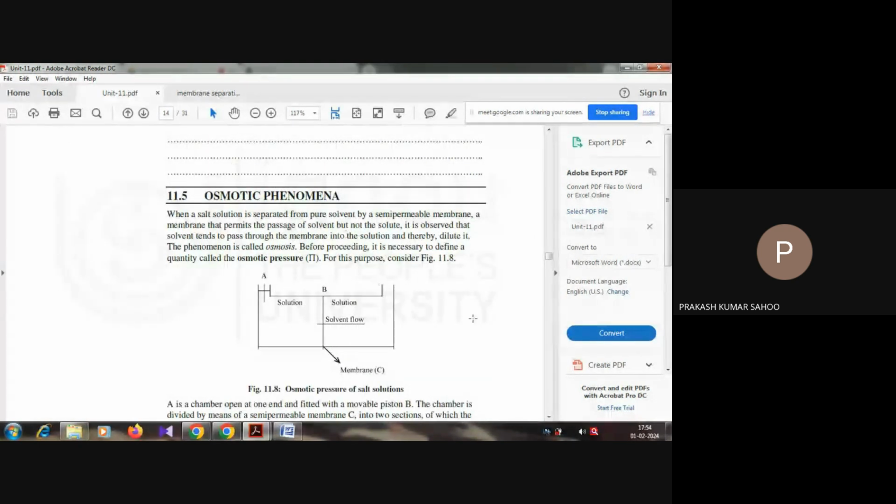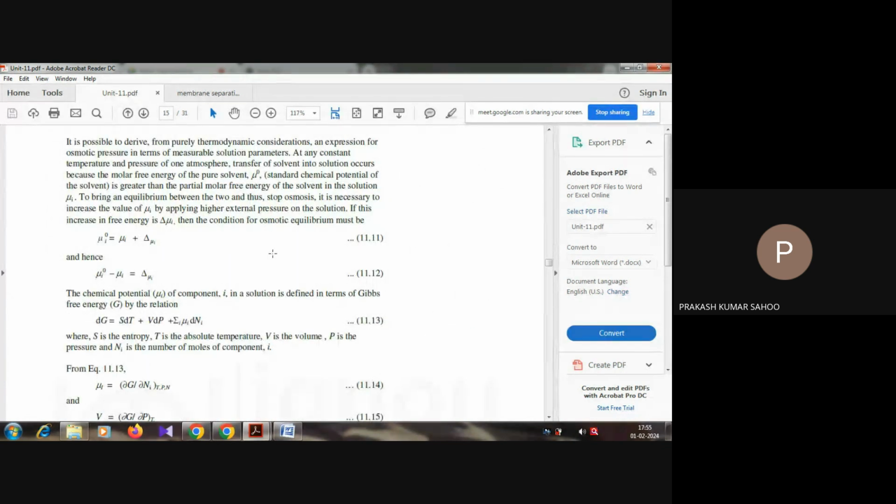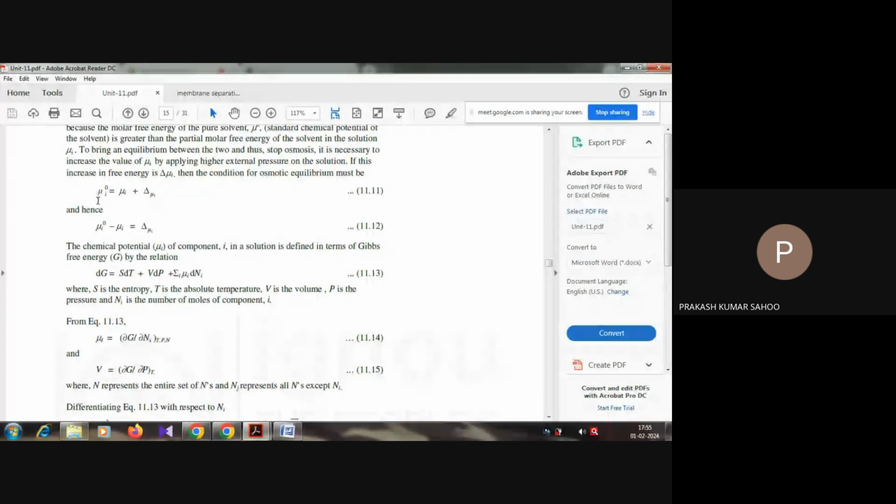Then the osmotic phenomena, which was already discussed: with the help of a semi-permeable membrane, pure solvent is separated from the solution, that is, the flow of solvent from low concentration to higher concentration. So these are some thermodynamic equations. This is chemical potential, that is the standard state mu i zero, which is equal to mu i plus delta mu i, the change in chemical potential.